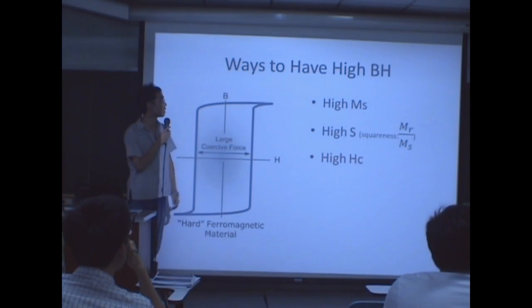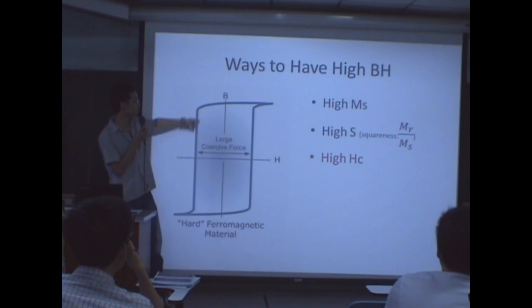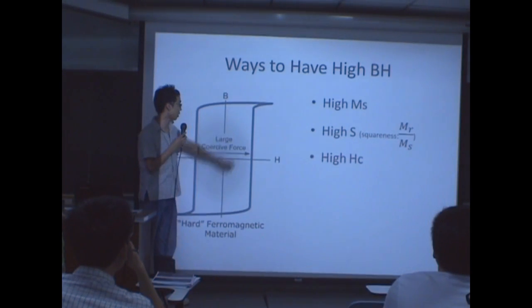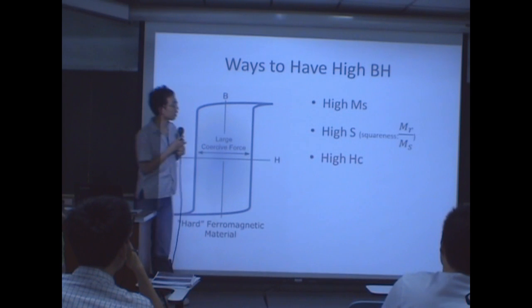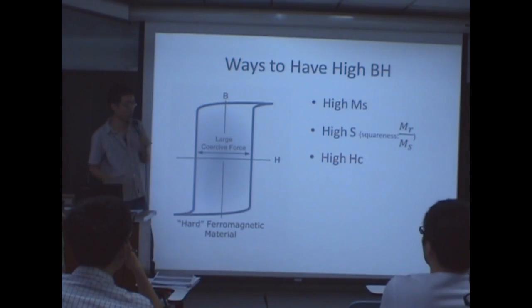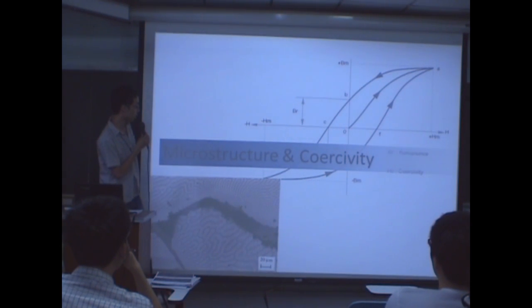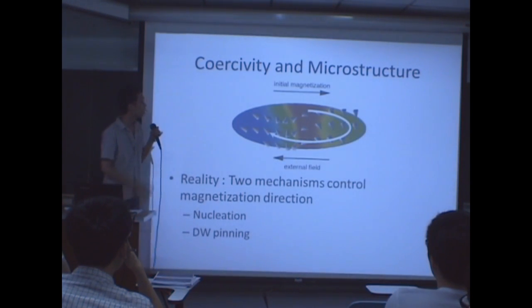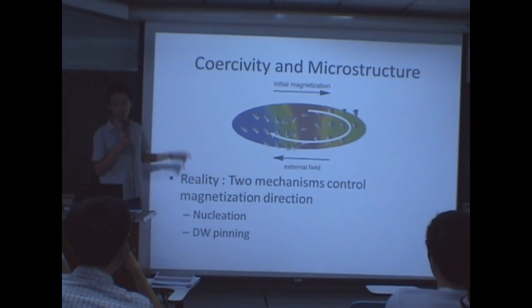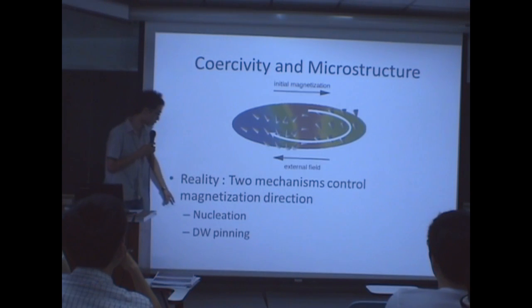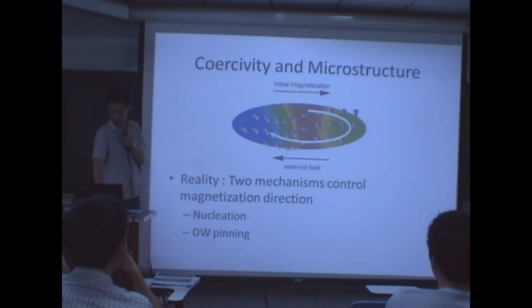There are some ways to have higher energy product. It either has higher remanence or higher coercivity and a better squareness. And in my presentation, I will focus on the coercivity. We focus on the microstructure and its relationship with coercivity. And there are two mechanisms that control the change of magnetization direction of domains. The two mechanisms are the nucleation mechanism and the domain wall pinning mechanism.